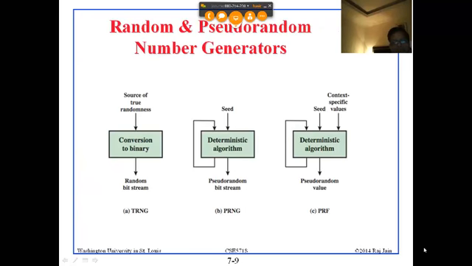Okay, so basically there are three kinds of things we are going to talk about in this chapter. First is TRNG, true random number generators. True means you cannot repeat them; they are not pseudo. Second is PRNG, pseudo random number generators. And third is PRF, pseudo random functions.